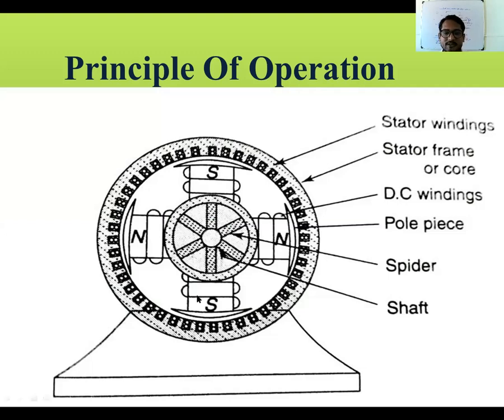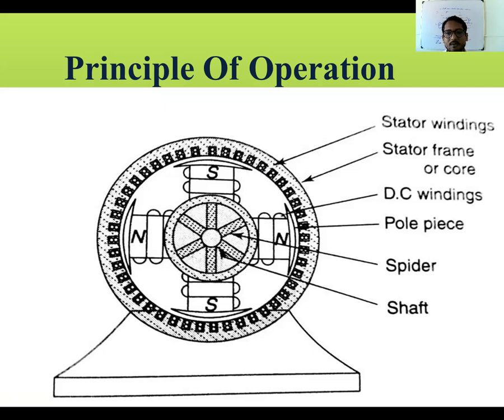Here, there are two parts of a synchronous machine. First is the stator and another is the rotor. There are two types of rotor in the case of an alternator or synchronous machine: salient pole type rotor and cylindrical type rotor. The stator consists of a stator winding, stator frame, or stator core, whereas the rotor consists of a rotor body, field winding, pole piece, spindle, and shaft.